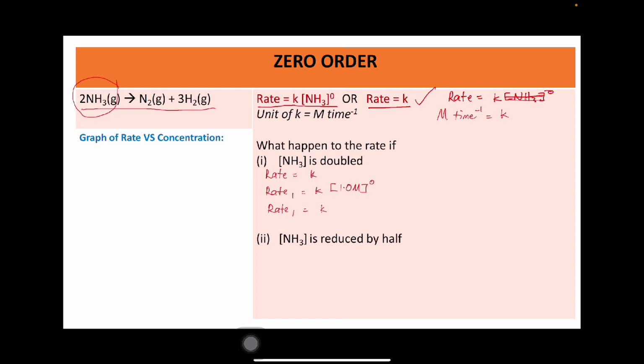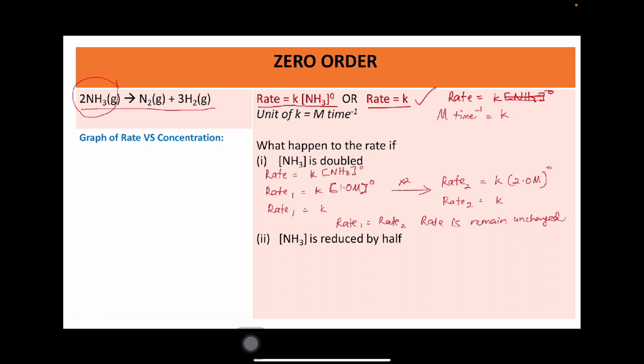And what happens if the concentration of ammonia is doubled? So we write rate 2 is k. Maybe here you can write k concentration of ammonia to the power of 0. Okay, rate 2 is equals to k. Now the concentration of ammonia is 2 molar. Why 2 molar? Because the concentration is doubled. So you write 2 molar to the power of 0. So what is the value of rate 2? Rate 2 is also equals to k because 2 molar to the power of 0 is equals to 1. So what happened to the rate when the concentration of ammonia is doubled? We can see that rate 1 is equals to rate 2, or we can say that the rate remains unchanged. So that is the answer.